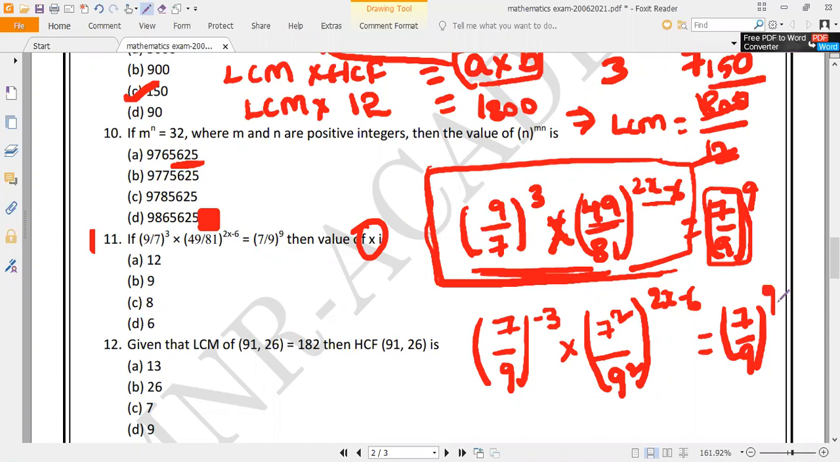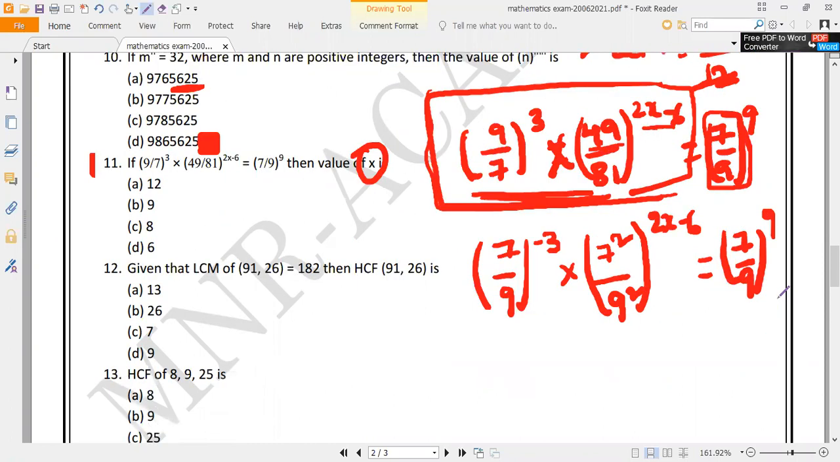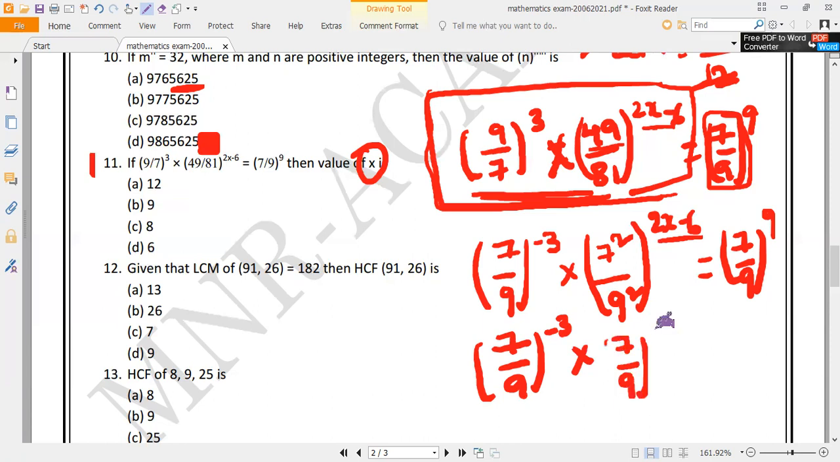Equating the powers, see, the first expression (7/9) whole power minus 3, then (7 square by 9 square) whole to the power 2x minus 6. (7/9) to the power minus 3 as it is. 7 square and 9 square, square is common, so (7/9), 2 into 2x minus 6, which is equal to (7/9) whole to the power 9. Do you understand this one?